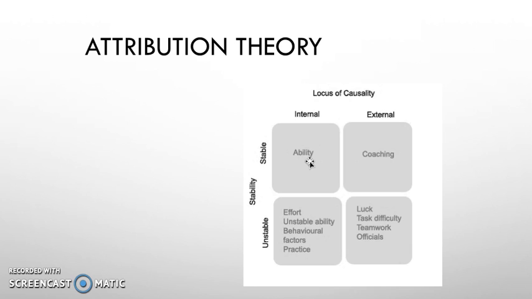A high achiever also uses self-serving bias. This involves the use of attributions to protect their own self-esteem and confidence, and this can help build a team's confidence by attributing defeat to external factors.